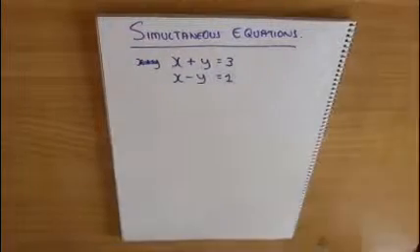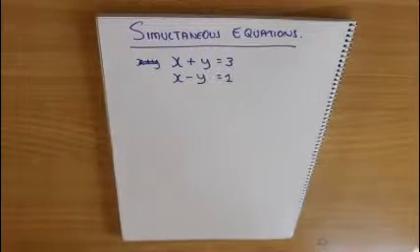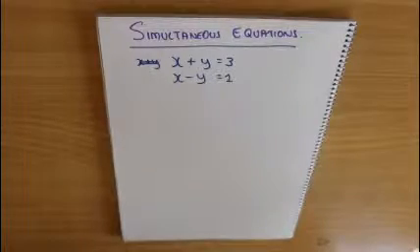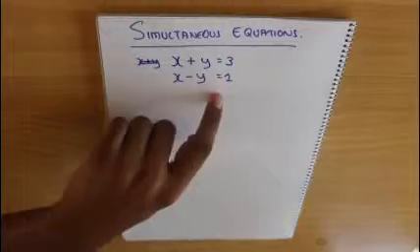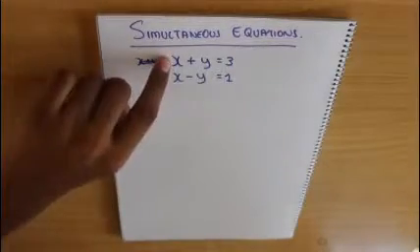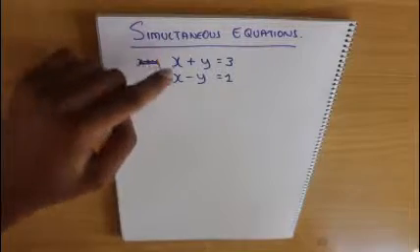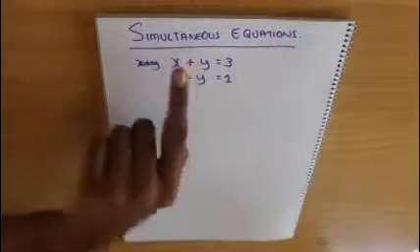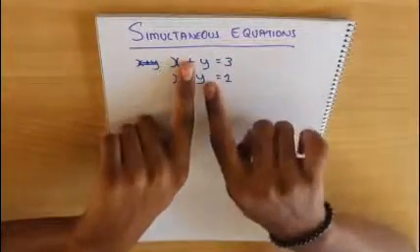So our topic for today is simultaneous equations. Simultaneous equations are a pair of equations in which the variables provided have to be equal. In this case, the variables are x and y. The x in the first equation has to be equal to the x in the second equation, and the y in the first equation has to be equal to the y in the second equation.